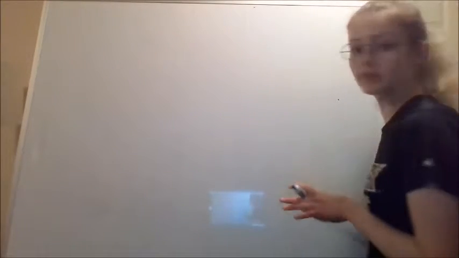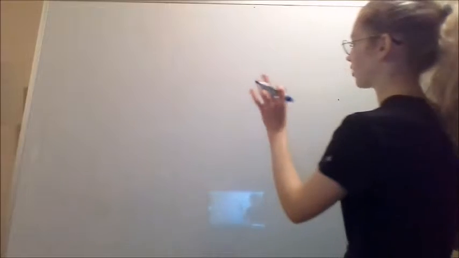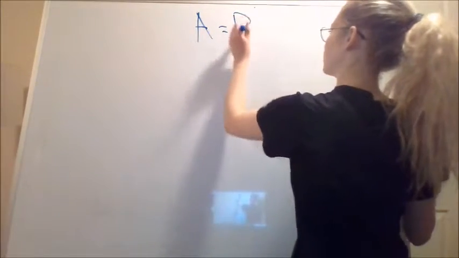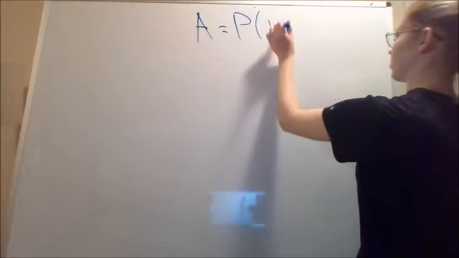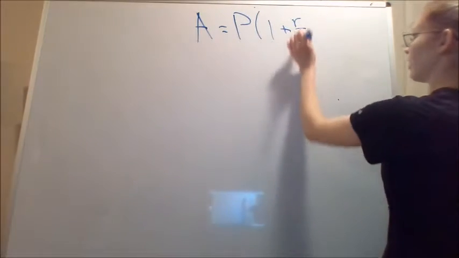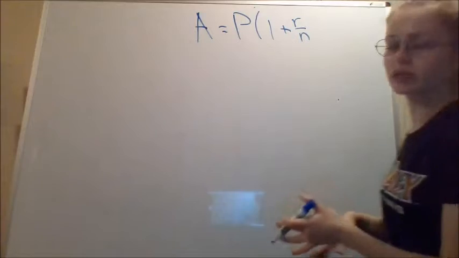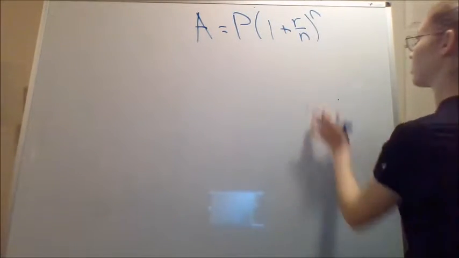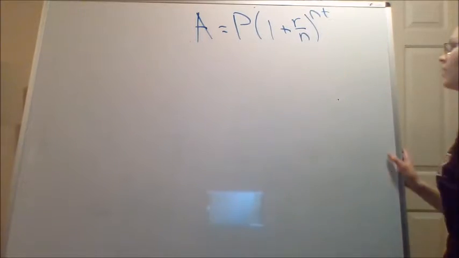Hi, today we're going to talk about E. So as we already know from review, our formula for compound interest is our amount equals our initial times the quantity 1 plus our rate divided by the number of times that we are compounding each year, all to the power of the number of times that we are compounding each year times time.